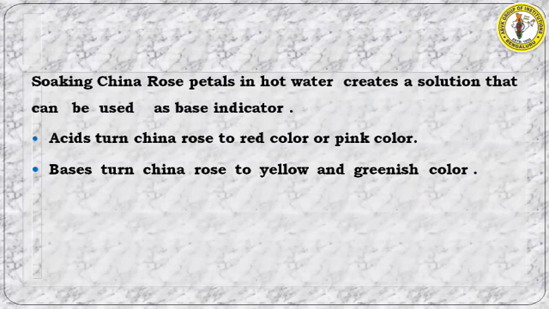So acid turns China rose to red color or pink color. If you test the China rose indicator with acid, it will change its color to red or dark pink color. When the same China rose indicator is tested with base, it will turn its color into yellow or greenish.